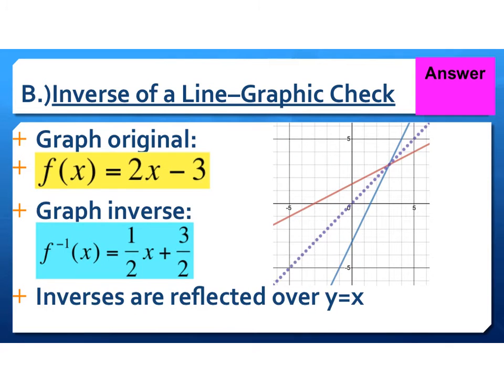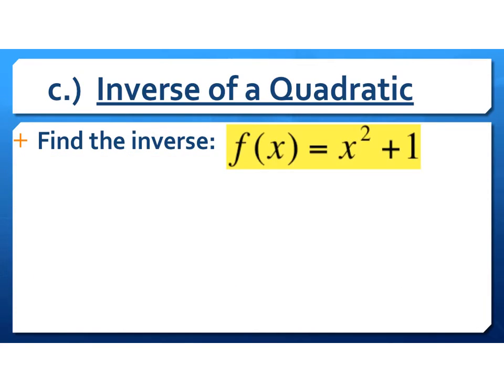My yellow line, my yellow equation is this one, and my blue equation is this one, and they are in fact reflected over that purple dotted y equals x line. So graphically, it checks out. Let's try to find the inverse of a quadratic.